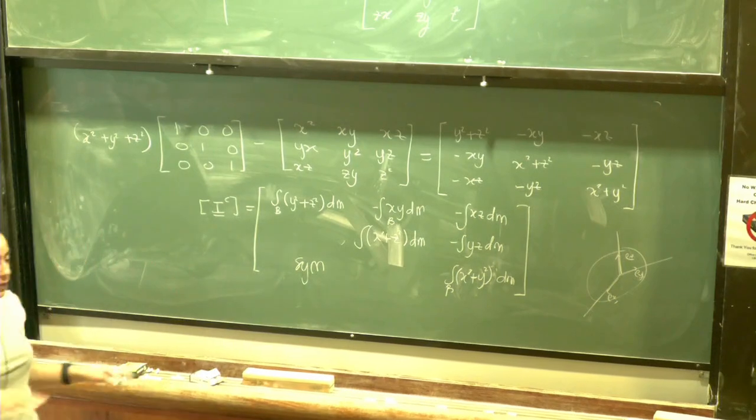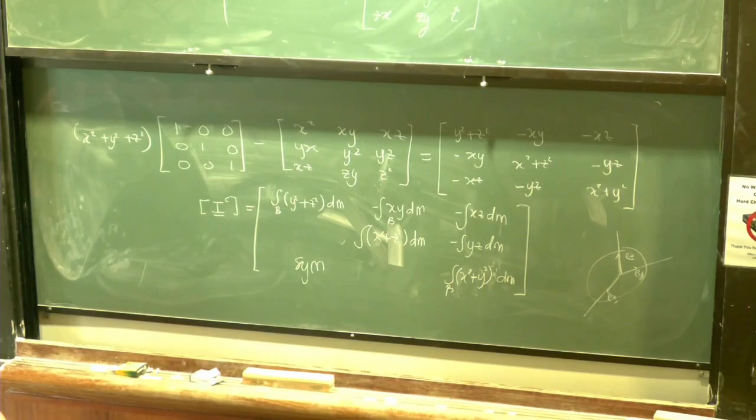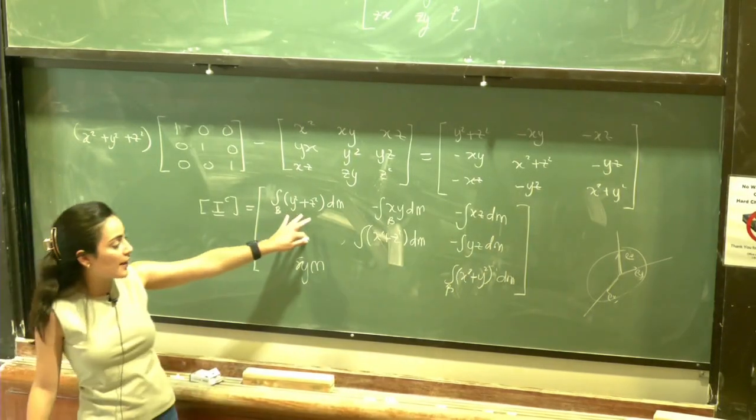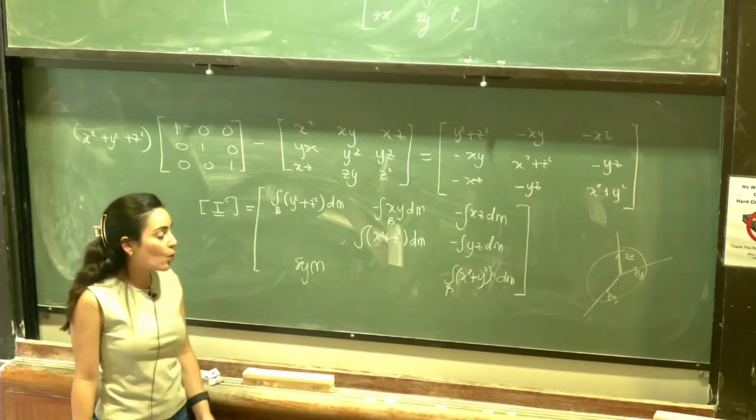So x squared plus y squared is the distance between all the points on the body and the z-axis. And for every point on the rigid body, you're summing its distance from the z-axis times its mass. So you get the mass distribution about the z-axis. So here that's the mass distribution about the x-axis, mass distribution about the y-axis.